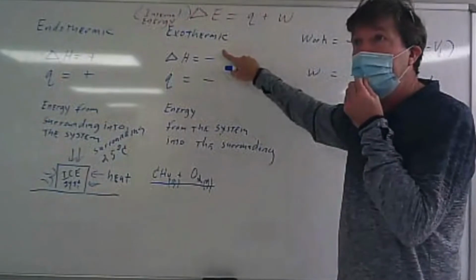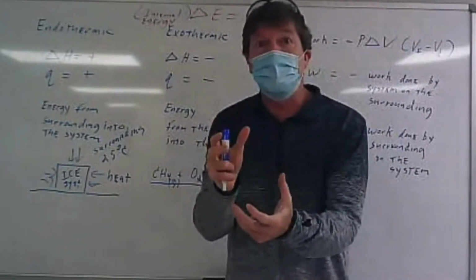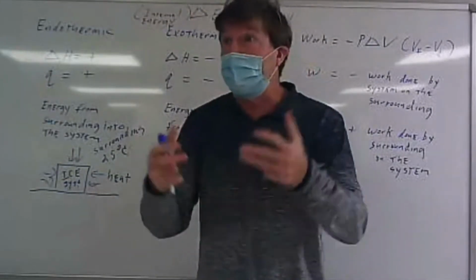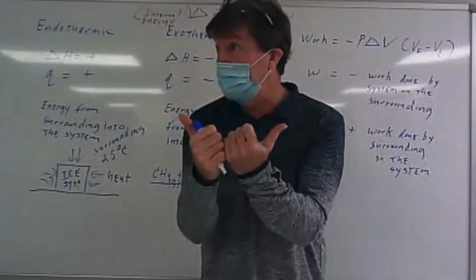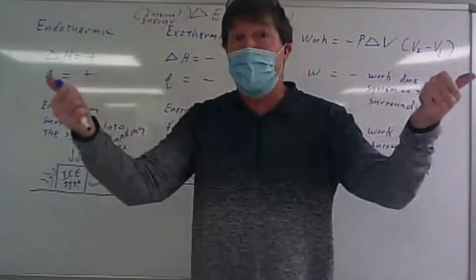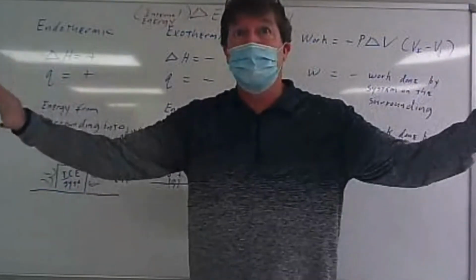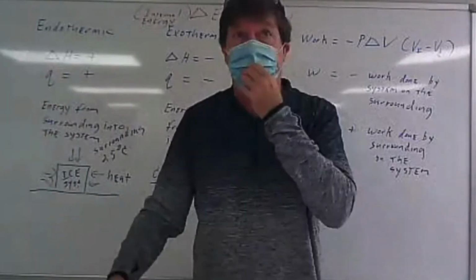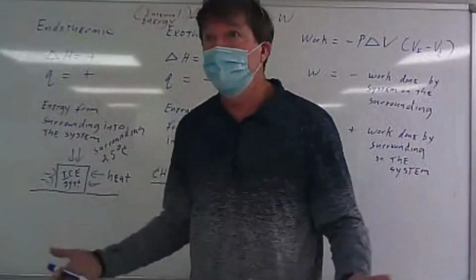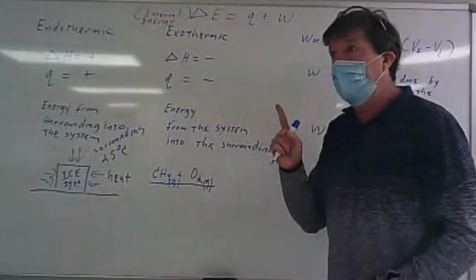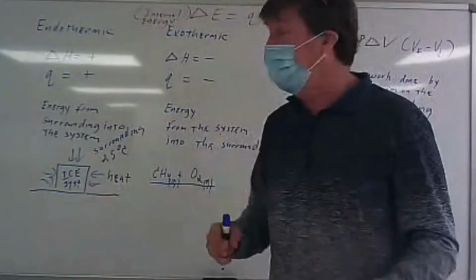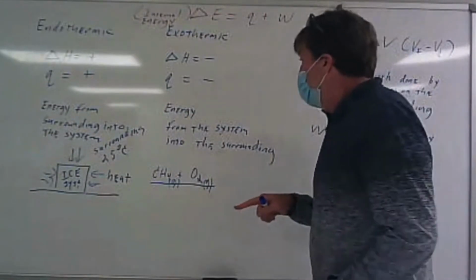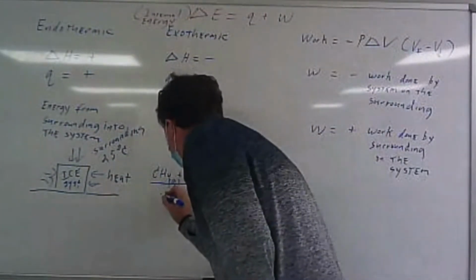Get the idea? If you have a stick of dynamite, that's the system. You light it, it explodes. The energy is going from the system, which is the dynamite, to the outside world, which is everywhere within, I don't know, 50 square yards. But you got to keep in mind, you got to understand the direction of energy flow and relate it to the sign. Well, so here are the reactants.